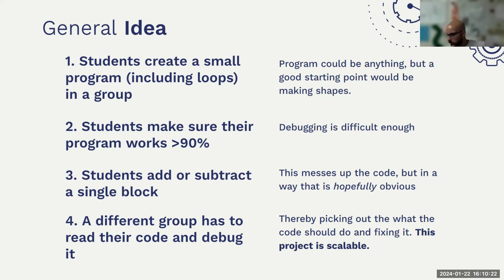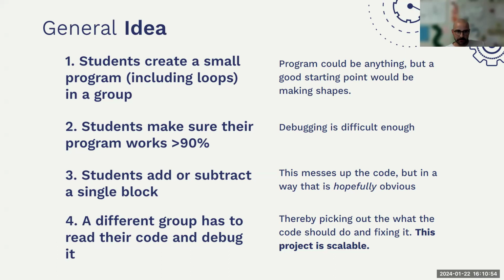Inside of a group. So the program could be anything at all. They can make any program they want. A good starting point, if you want to narrow it down, would be a program that makes a shape. Okay, so you have a computer program that can make any shape or a specific shape. Then the students make sure that their program works almost all the time. So when you press play, the program works, it makes the shape it's supposed to. Okay, so those are the first two steps.